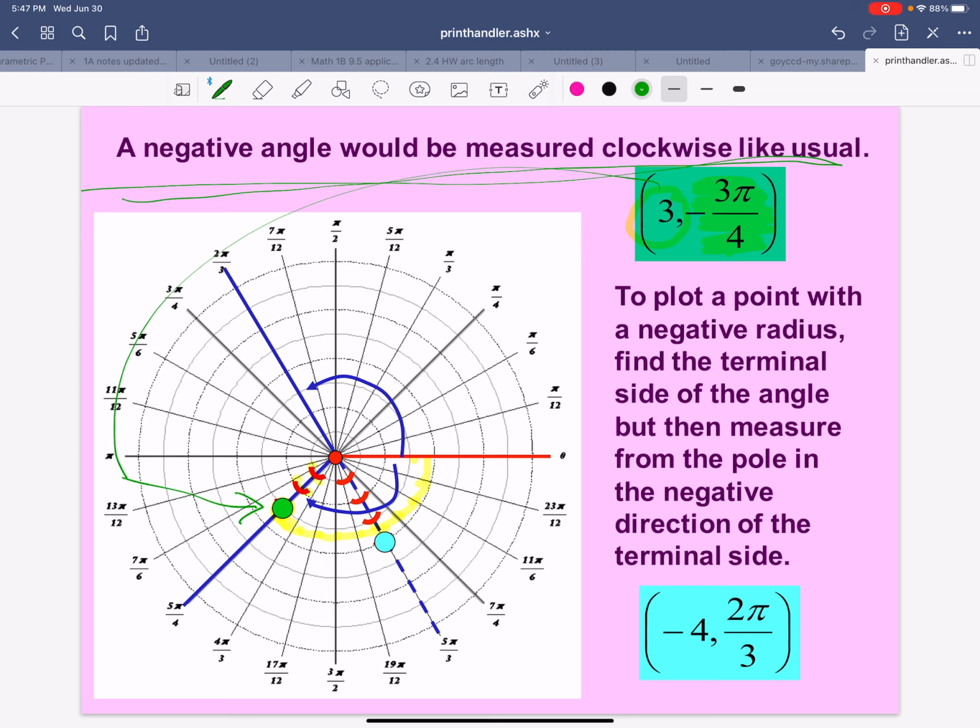Next, we are trying to plot negative 4 and 2 pi over 3. First look for the angle 2 pi over 3. That would be pi over 12, 2 pi over 12, 3 pi over 12, 4 pi over 12. So keep going. There's your pi over 3, 2 pi over 3, 3 pi over 3, and then 4 pi over 3. We were looking for 2 pi over 3. 2 pi over 3 is here. Once we find the angle 2 pi over 3, we need to count negative 4. That means go backwards: 1, 2, 3, 4. So this is my negative 4 and 2 pi over 3.